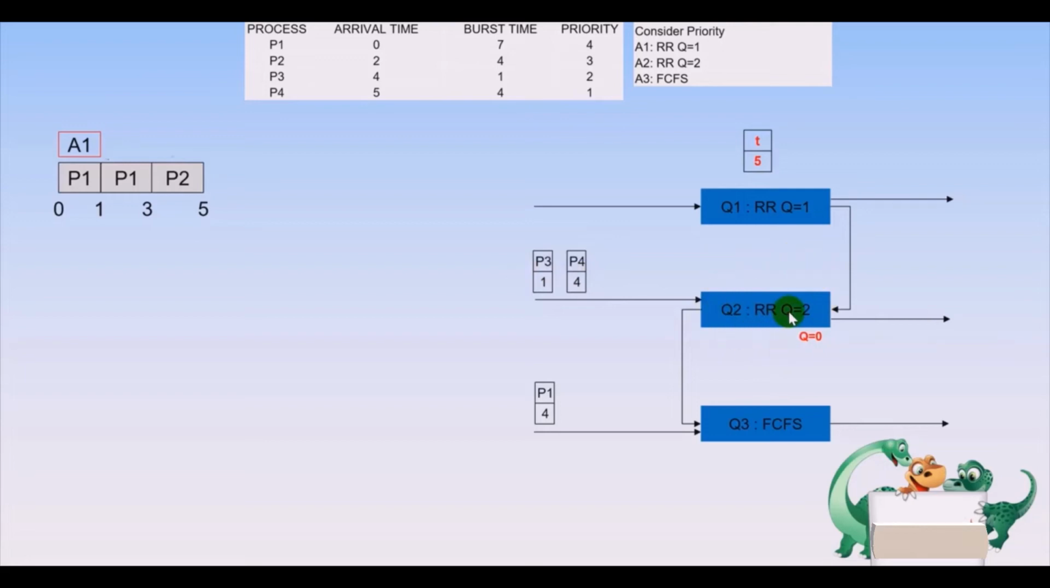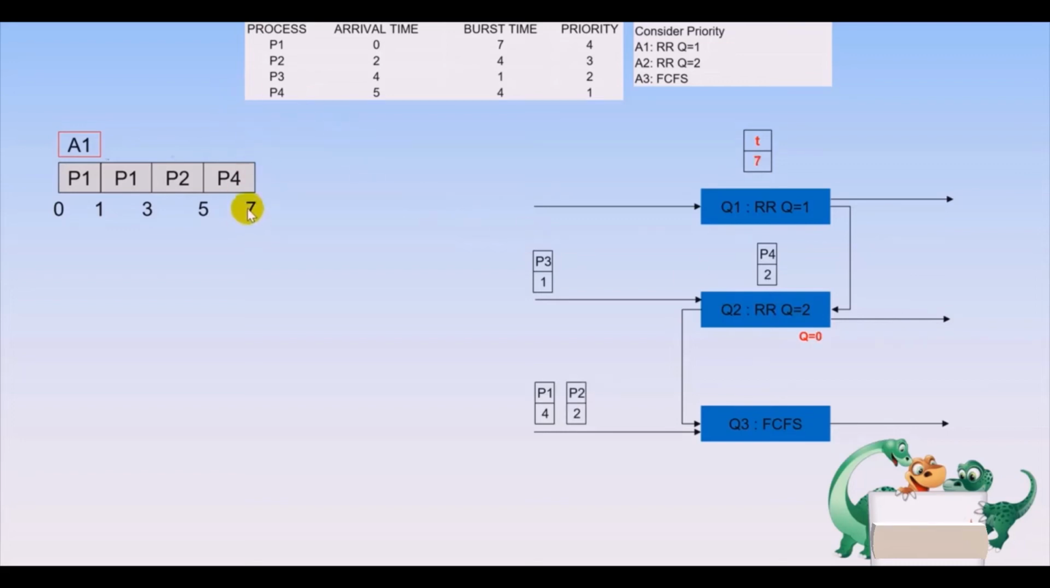Now, who will be executed first? P4 here is the highest priority, so we give the execution to P4. P4 will be given also a 2 millisecond quantum. Next, at time 5, P2 has finished its quantum, and therefore it will join P1 on the ready queue for the first come first serve. Next, P4 will be given 2 milliseconds quantum, and that will end up at 7 milliseconds.